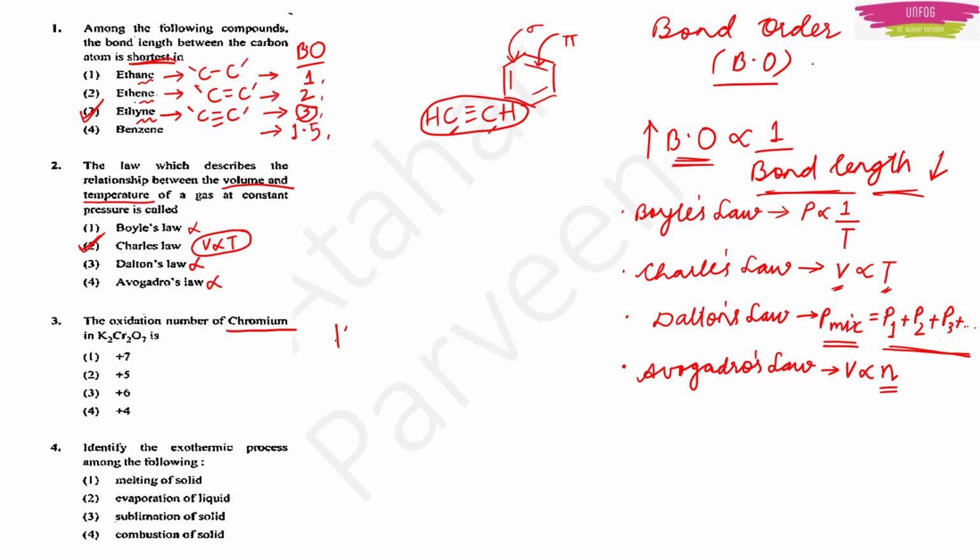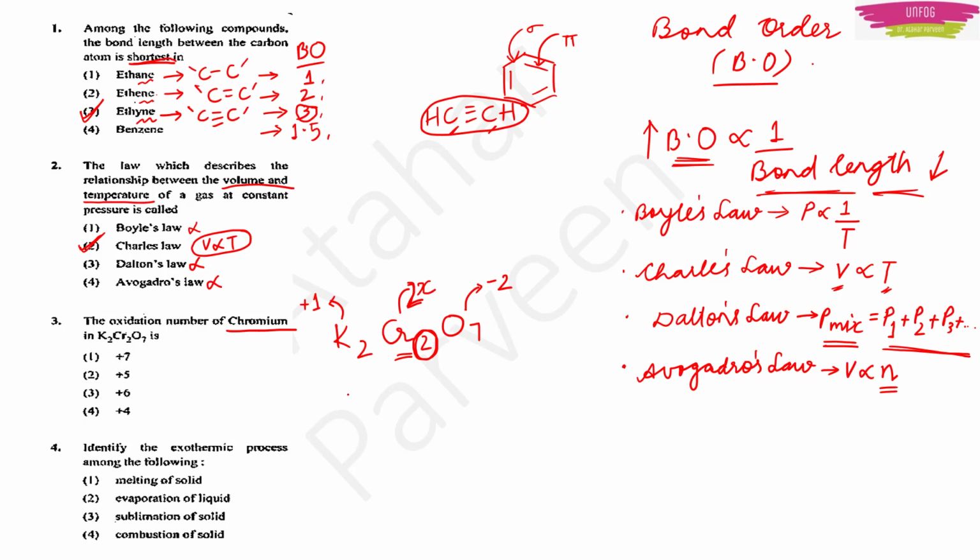Now let's write down K2Cr2O7, potassium dichromate. We have to find the oxidation number of chromium here. Let's take chromium as X. But here two atoms of chromium are present, right? So we'll take it as 2X. Now we know the oxidation number of potassium is +1, and the oxidation number of oxygen is -2.